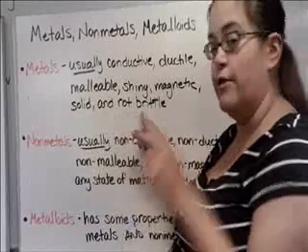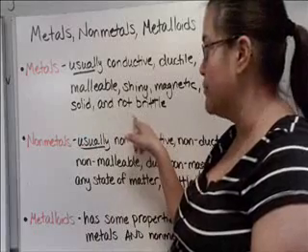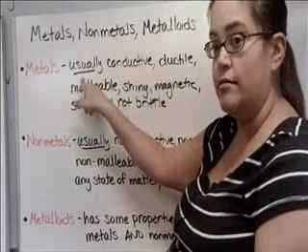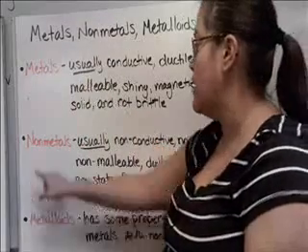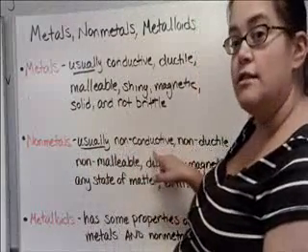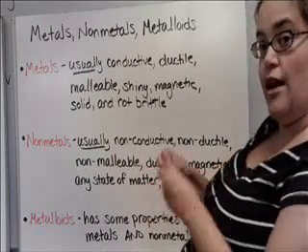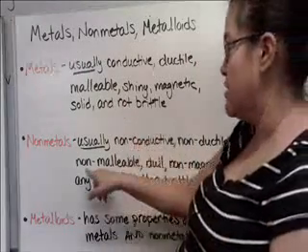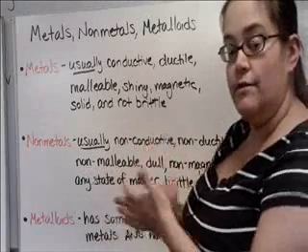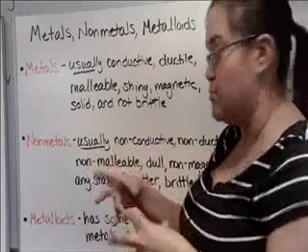So most metals, when you smack them with a hammer, they dent, they don't break or shatter. Notice I say usually, okay? We'll get to that in a second. Nonmetals are usually non-conductive, so heat and electricity do not pass through them. They are non-ductile. They cannot be stretched into wires. They are not malleable, because if you hit them with a hammer, they won't go into sheets, they just break.